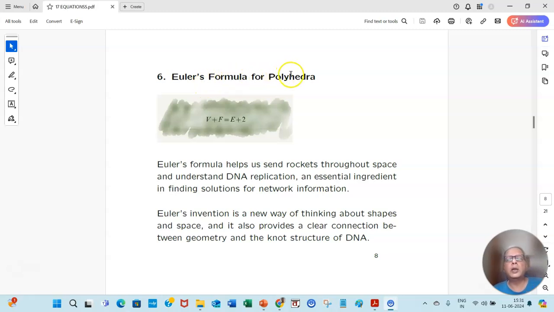Euler's formula for polyhedra. For a solid polyhedron, number of vertices plus number of faces equals number of edges plus 2. Euler's formula helps us send rockets through space and understand DNA replication, an essential ingredient in finding solutions for network information. Euler's invention is a new way of thinking about shapes and space, and it also provides a clear connection between geometry and the structure of DNA. So lots of applications of Euler's polyhedra formula.